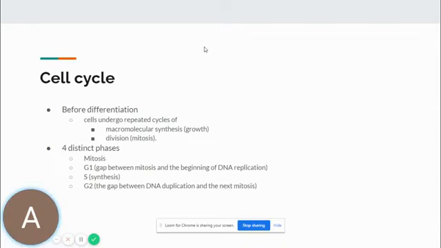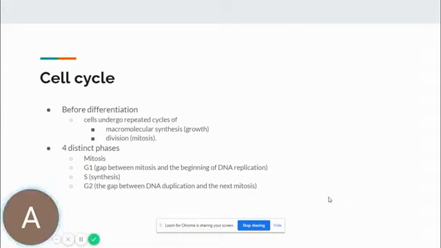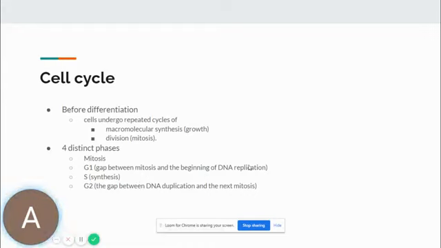These are divided into four distinct phases. Of course, you have division, which is mitosis. You have G1 or gap 1. It is between mitosis and the beginning of DNA replication, which we will discuss later. This is also one of the longest and most heavily demanding on the cell. S is synthesis, where DNA is replicated. And G2 is the gap between DNA duplication and the next mitosis.